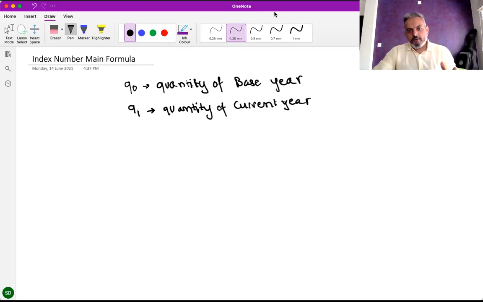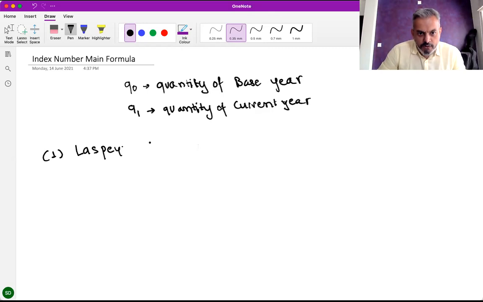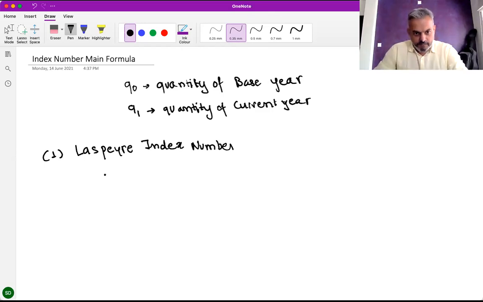So now we are going to assign weights, not only price, we will also see the quantity what was consumed in the base year as well as in the current year. Now the first formula was given by statistician Laspeyre, known as Laspeyre's index number. This is denoted by capital I and L.